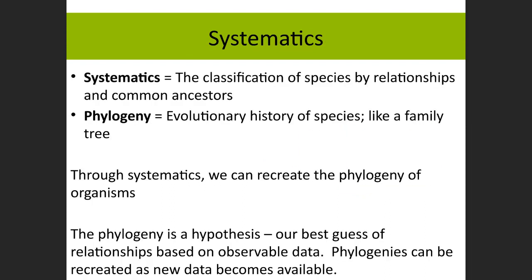So just a little bit of terminology here. This classification of these species, not by naming them, the Linnaean system, but by looking at who's more closely related to whom and who their ancestors are, this process is called systematics. It's just, we've got a system for who's related to whom and their history. This tree of relationships is called a phylogeny. It's like a family tree.